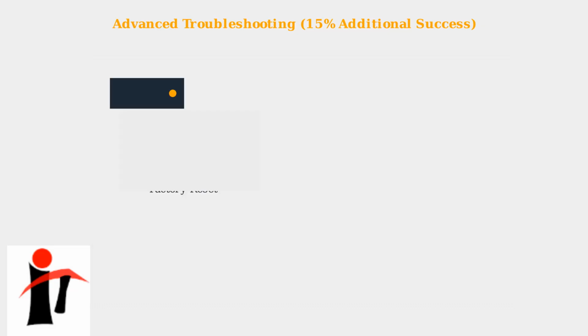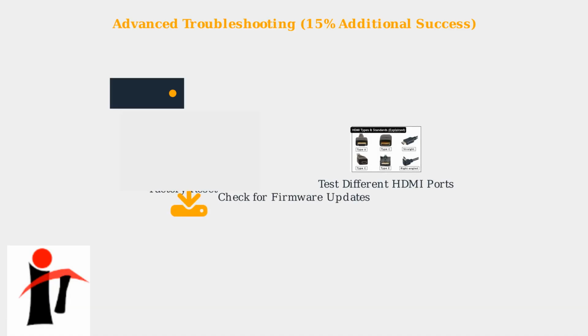For advanced troubleshooting, which provides an additional 15% success rate, try a factory reset, check for firmware updates, and test different HDMI ports. Check for firmware updates through your box settings and try different HDMI ports on your television. Sometimes a faulty HDMI port can cause connection issues.